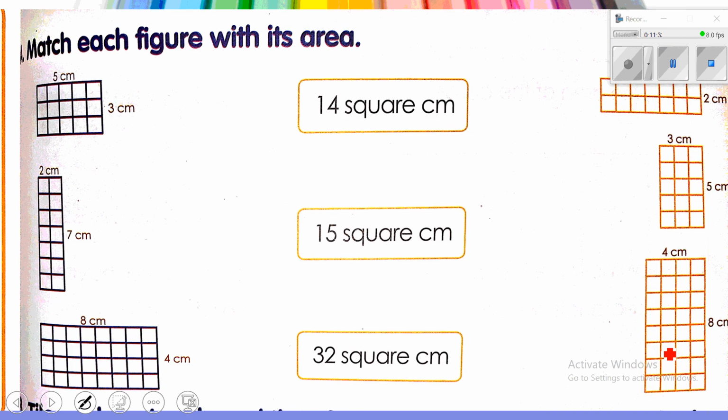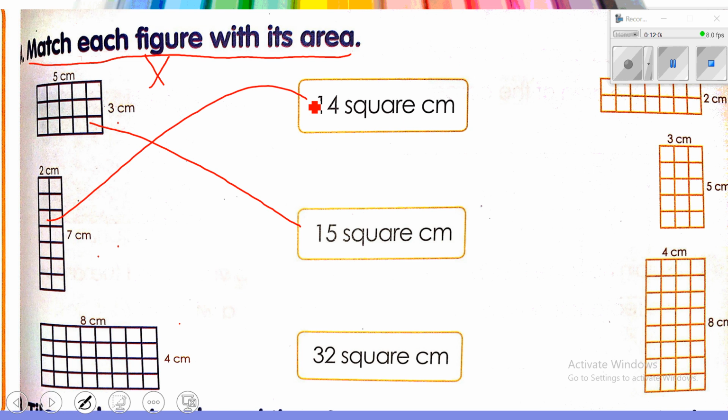Here, as I said, match each figure with its area. So I have here figures and I have to find the area. Here they're using the commutative property. Let's see. Remember, area all the time is multiplication. 5 times 3, perfect, it's 15. 2 times 7, amazing, it's 14. 8 times 4, perfect, 32. Now let's switch.